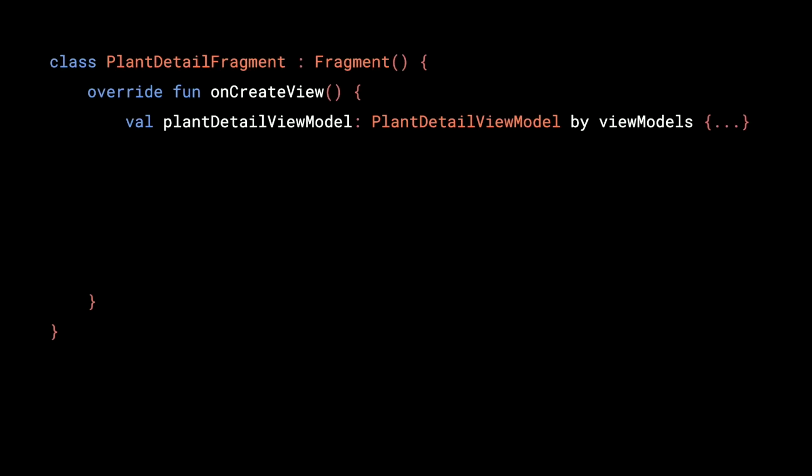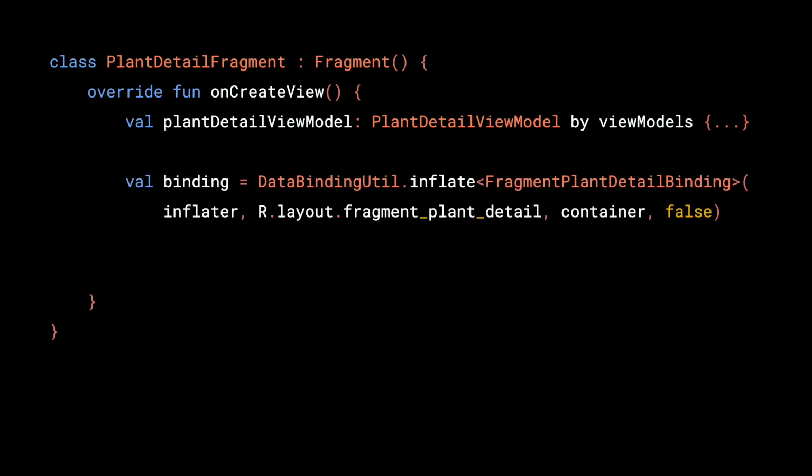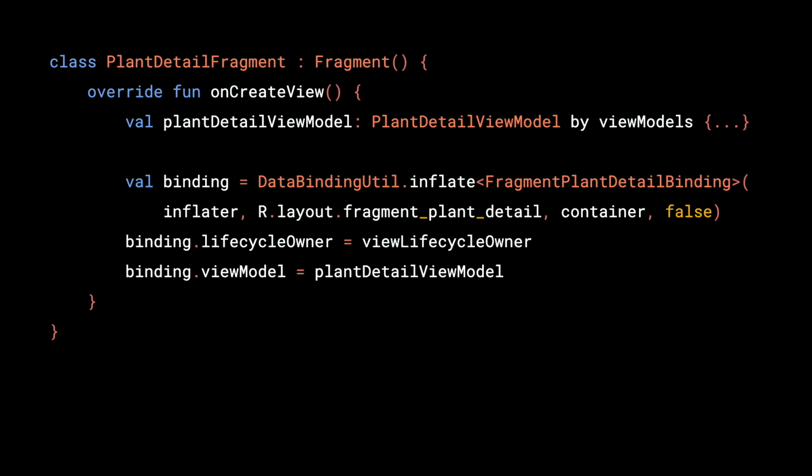So this is going back to the plant detail fragment. We'll use the data binding util to inflate our plant detail layout. From there, because we want to use live data with data binding, we'll need to set a lifecycle owner. In this case, it's the fragment itself. And finally, we set the view model variable to our plant detail view model.